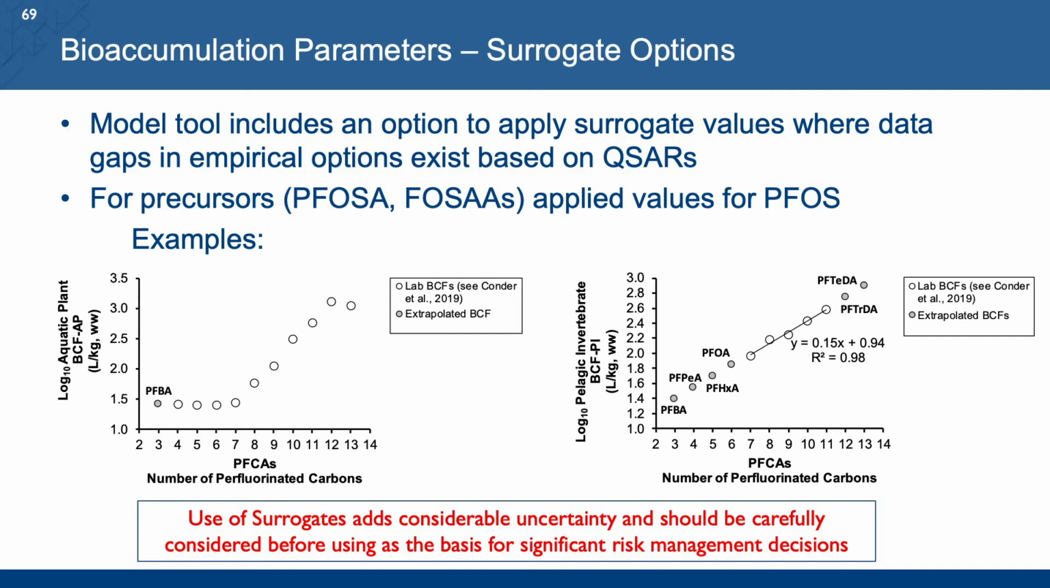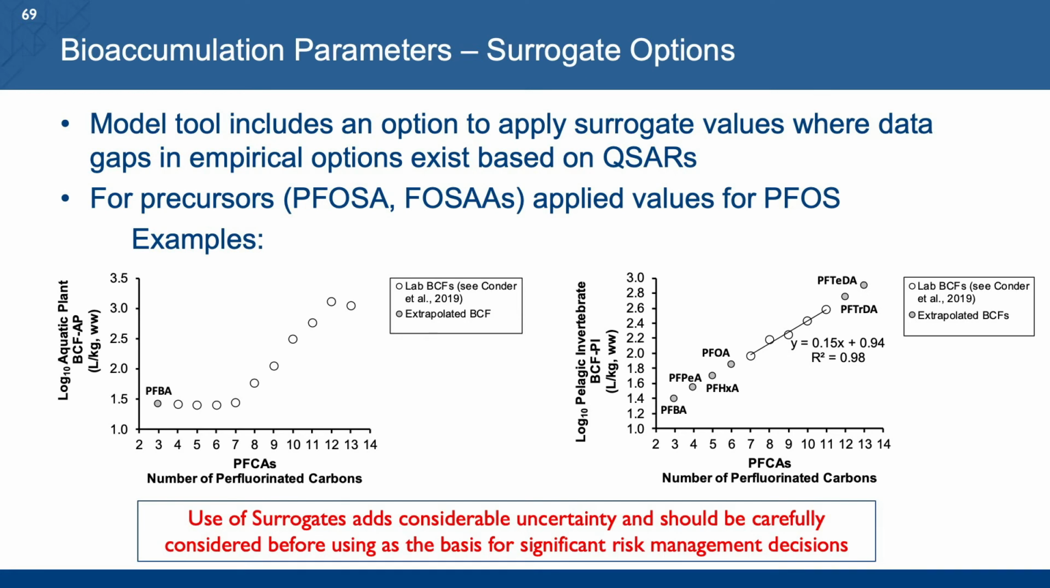For the example for the pelagic invertebrates, the BCFPIs, we had data for 5 of the PFCAs, and we took that relationship. It had a strong relationship with carbon chain length, and so we extrapolated that relationship out both above and below to represent the data gaps we had.